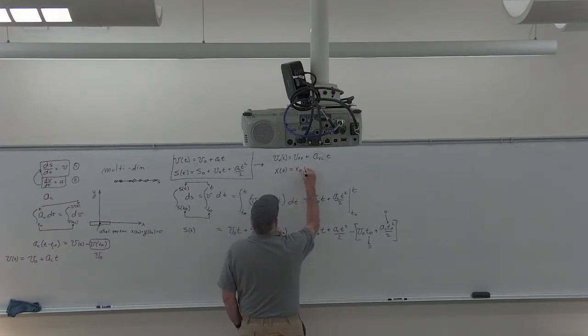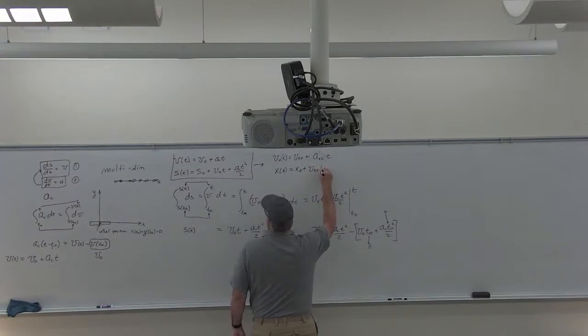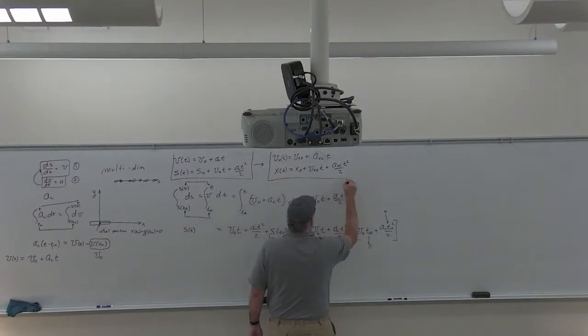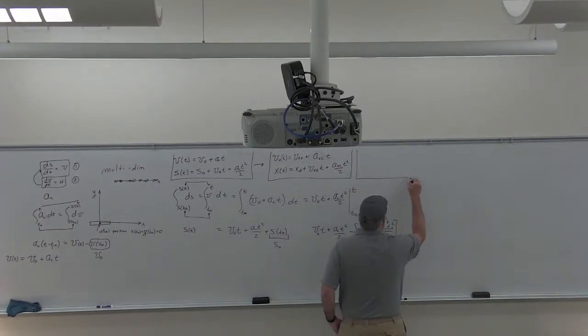And we'll get to a problem in a second. v x naught t plus the acceleration in the x direction that's constant, t squared over 2. But I've got to have an independent one or another one for the y.